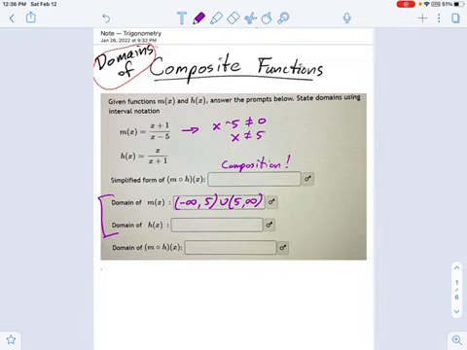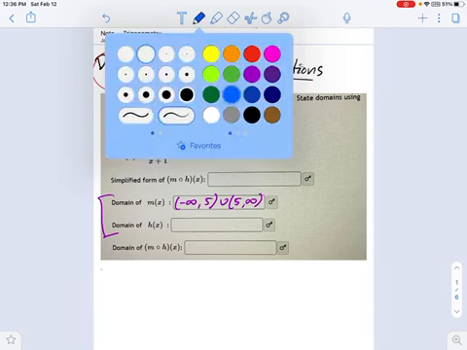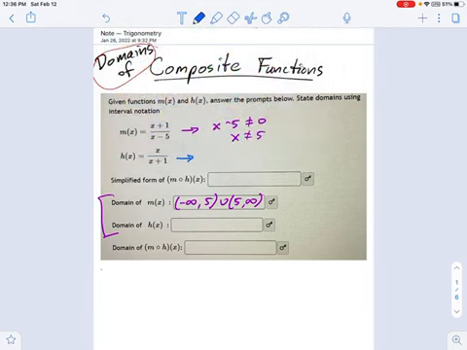Okay, no problem there. Next one says what? Let's change colors so I don't get too crowded here. This guy says x plus 1 cannot be 0. So that means x cannot be negative 1. So we just use all the numbers except negative 1. Negative infinity to negative 1, union negative 1 through infinity. Now, we have to deal with the composition part of this problem, which is m of h. That's what we're doing now.